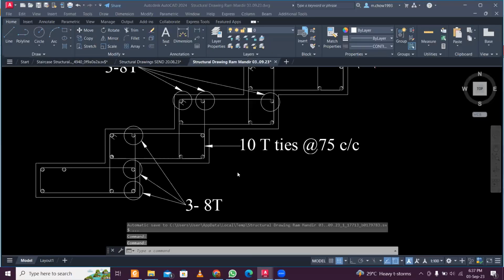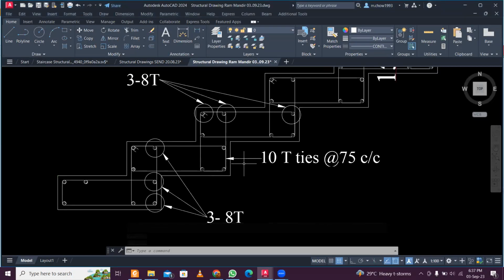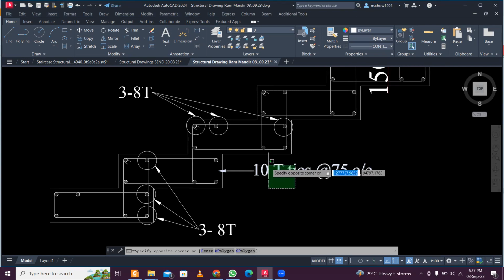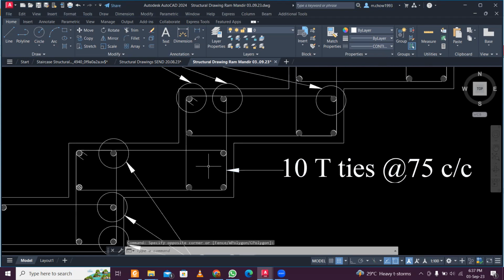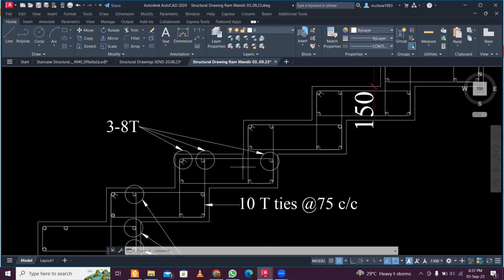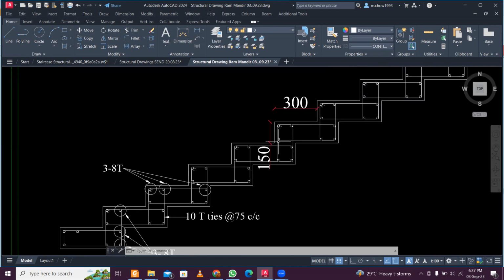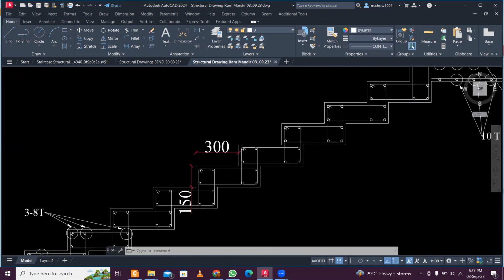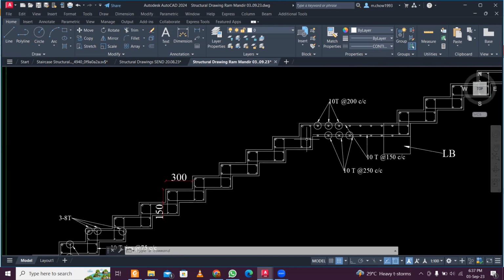So you can see in this structural drawing which I have provided, this is the 10 mm phi at the rate 75 center to center, and this is provided here, and 3 bars of 8 mm are provided here and here, which is at each bend, and you can see 150 and 300. Now this is in the form of rings. Okay, these are provided everywhere.